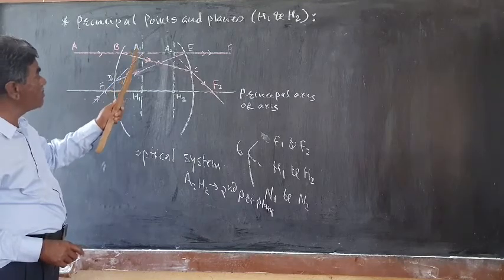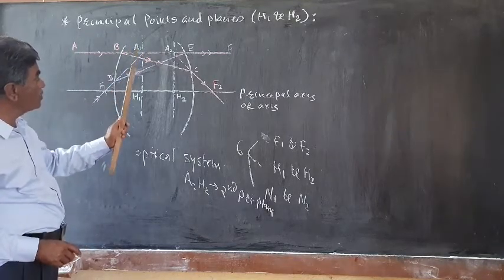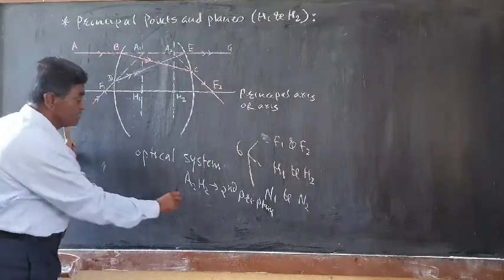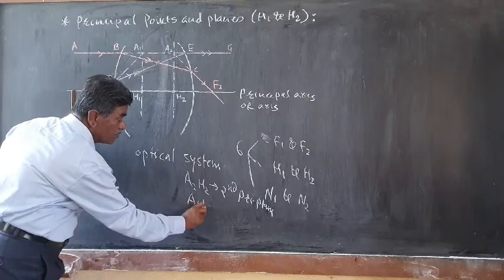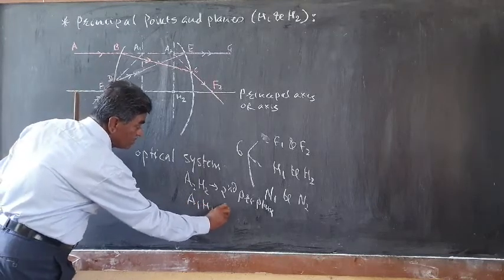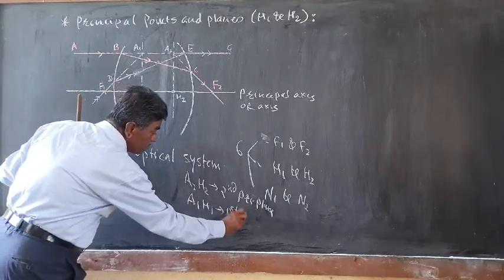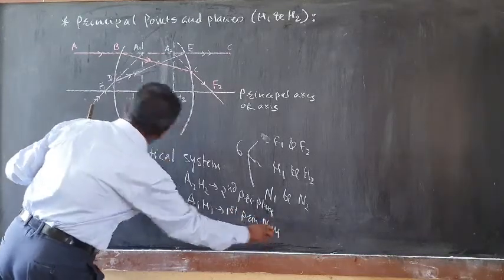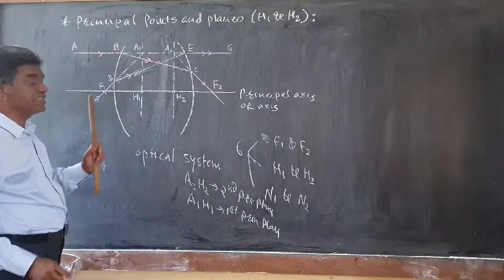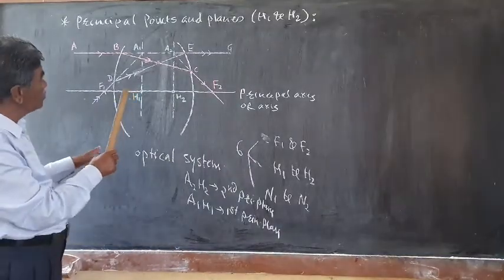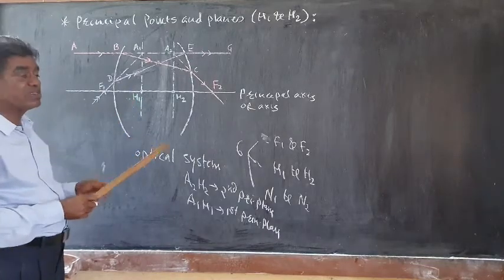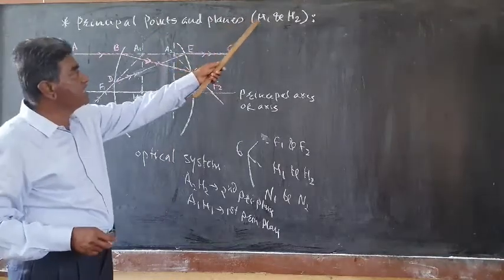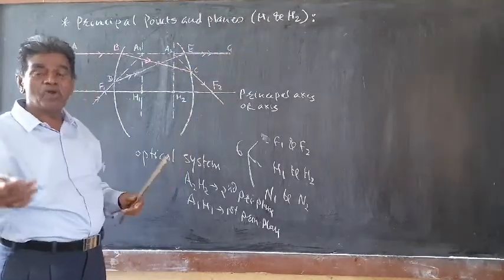Now draw the plane perpendicular to the axis and passing through this A1. A1H1 is called the first principal plane. It is called the first principal plane here. And its point of intersection with the axis, that is H1, gives rise to the first principal point, H1.